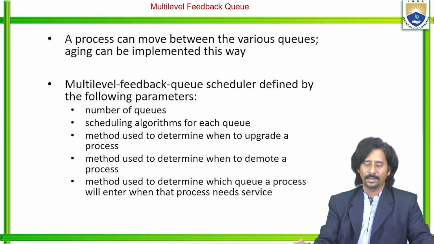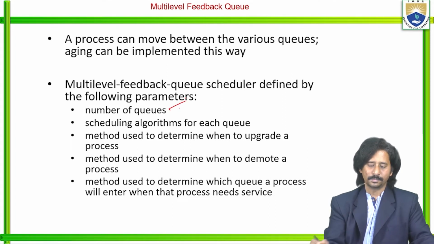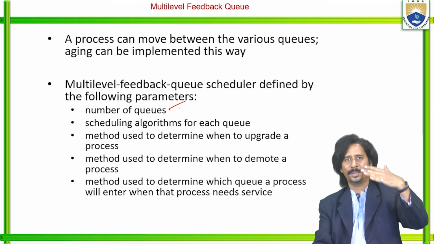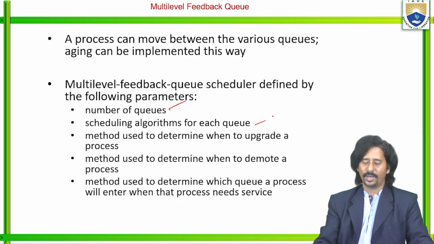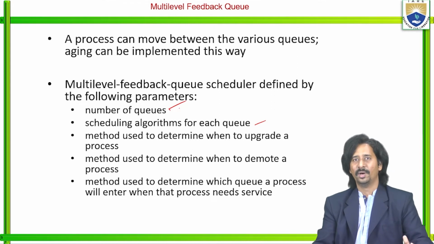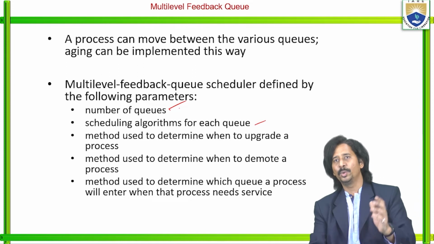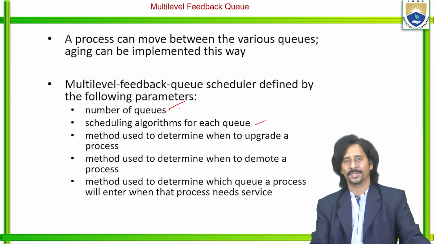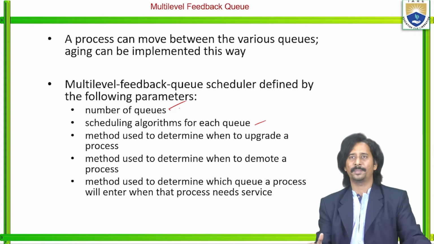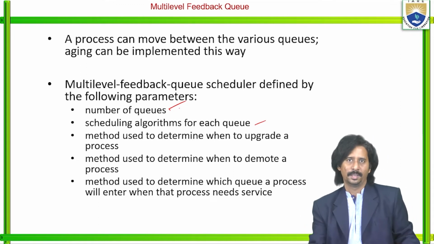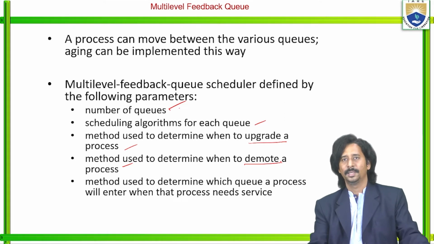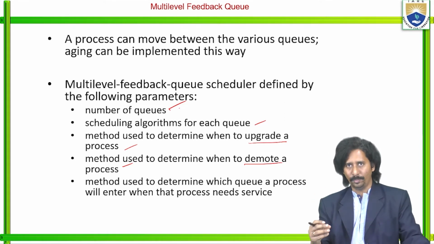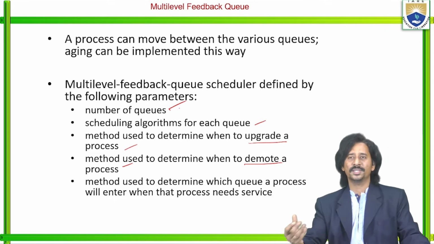What are those parameters? First of all, the number of queues. How many levels are there? How many queues are there? Then the scheduling algorithm for each queue. Then the method used to determine when to upgrade a process. What is the method we are going to use to determine when we need to upgrade a particular process? Then the method used to determine when to demote a process. So this is very important: upgrading as well as demoting a process. Then the method used to determine which queue a process will enter when the process needs service.